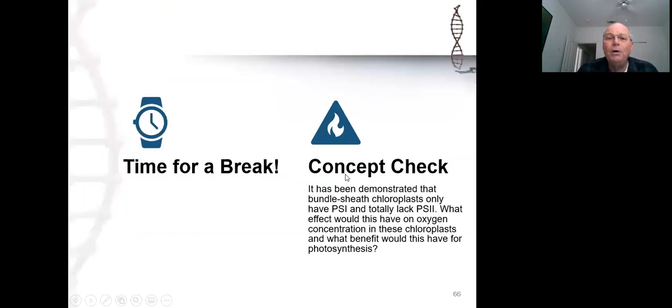So one more concept check. And again, we're not going to take a break this time, even though I've got it here for a break. So one more concept check. It's been demonstrated that the bundle sheath chloroplasts only have photosystem 1 and totally lack photosystem 2. We talked about that. What effect would this have on oxygen concentration in these chloroplasts, and what benefit would this have for photosynthesis?